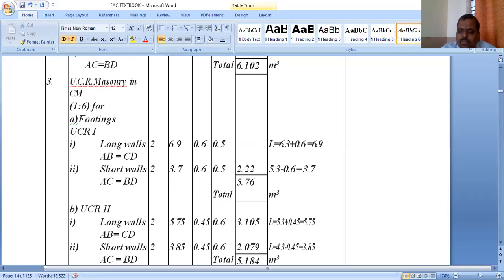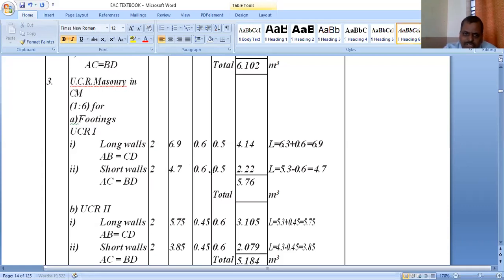The total is 4.14 cubic meter. In the same way, we have to calculate it for the short wall. The length of the short wall is equal to the center to center distance minus one width of the item. The center to center distance is 5.3 meter. We have to deduct 0.6 from this. How much will it be? It will be 4.7 meter.